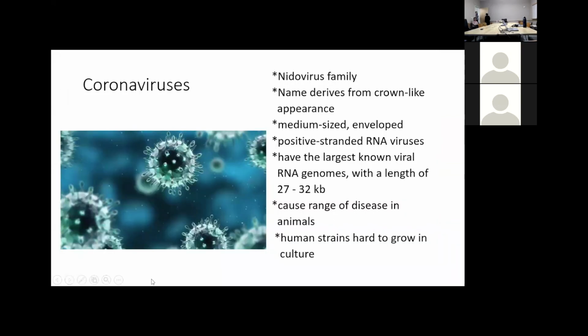And for you all in tropical medicine, you're probably better virologists than I am, but I'm just gonna briefly review this. So if you look at this EM picture of the virus, you can see why it has its name. So corona, of course, means crown, and that's because of these appendages on the surface of the virus. But it's a member of the nidovirus family. It's a medium-sized, enveloped, positive stranded RNA virus, and it causes a range of disease in animals as well as in humans.